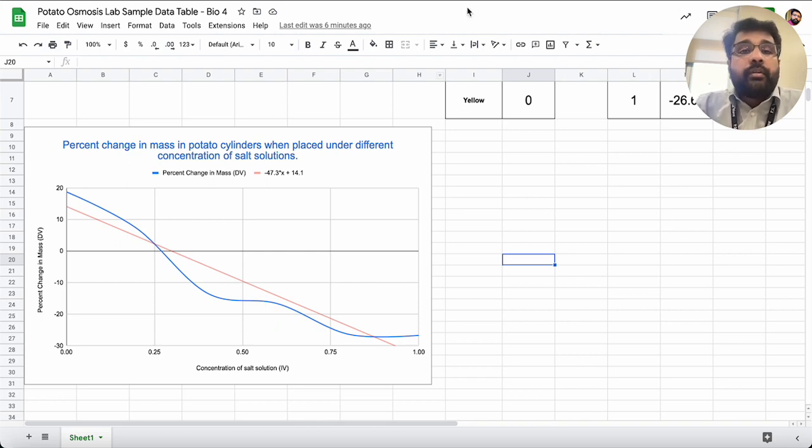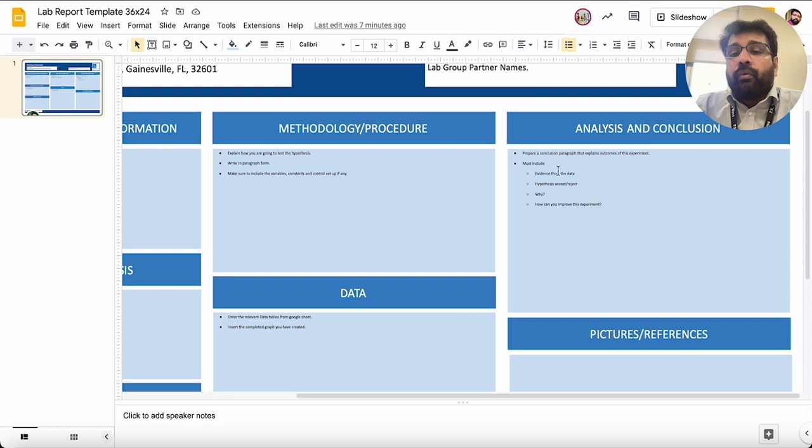Those are extremely important. That's what I will be looking for, analysis and conclusion. And the same thing you apply to the other two questions as well.